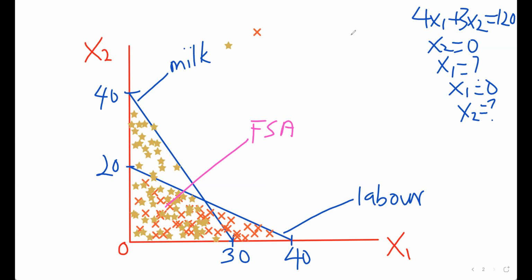Okay, so we know that the origin is O. The point here, I'm calling it A. The point of the intersection there, I'm calling it B. The point of the intersection here, I'm calling it C. And the point of the intersection here, I'm calling it E. The point of the intersection at the 40, I'm calling it F.